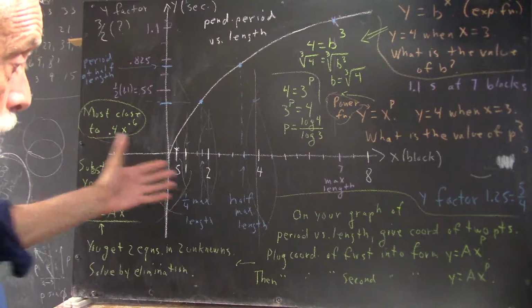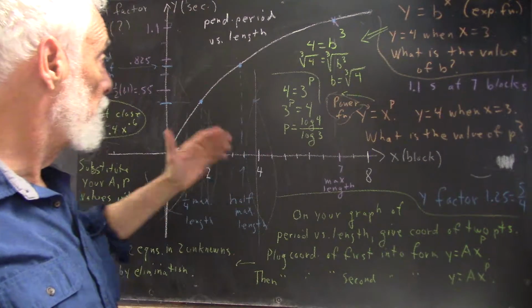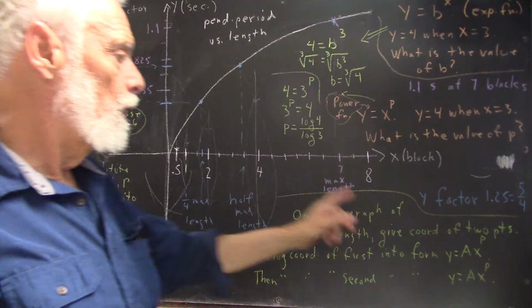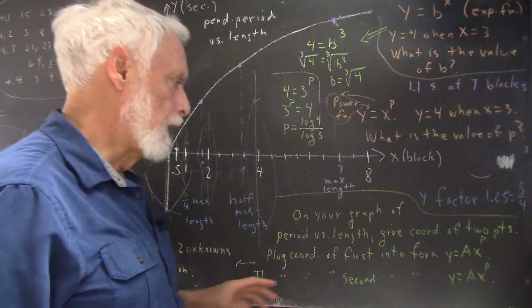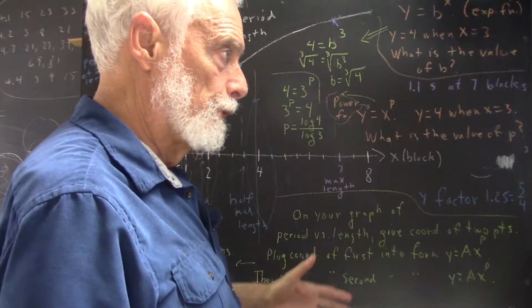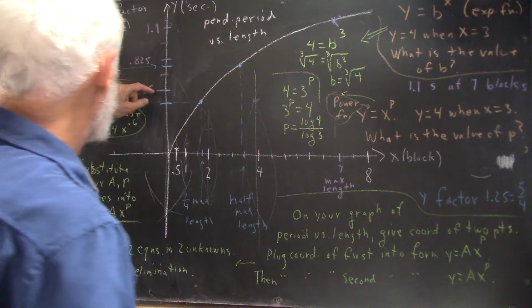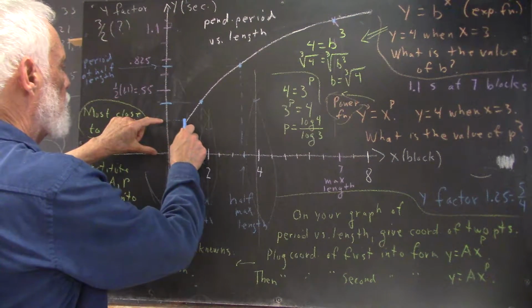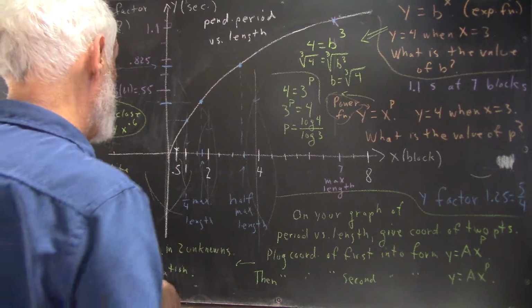Now we get to these instructions. On the graph of period versus length, which would be this graph, we want to give the coordinates of 2 points. Now, as I introduced in class, you don't want the 2 points to be close together, so you use 2 points that are pretty far apart. Okay, this is 0.55. Right here would be 0.275. We'll call that 0.28. And the coordinate of this point looks to be 1.